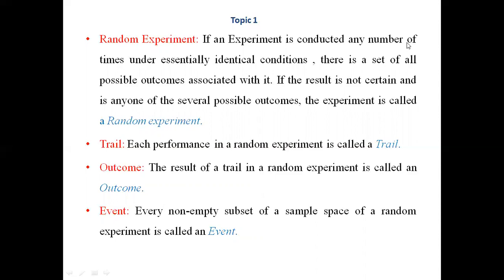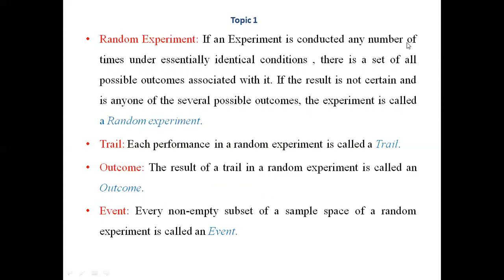Next one, trial. Each performance in a random experiment is called a trial. So a collection of trials is nothing but an experiment. If you are tossing a coin 100 times, then that is your experiment, and each time you toss the coin is a trial. Each time you toss a coin, it will come up with either head or tail. That result we call an outcome. So the result of a trial in a random experiment is called an outcome.